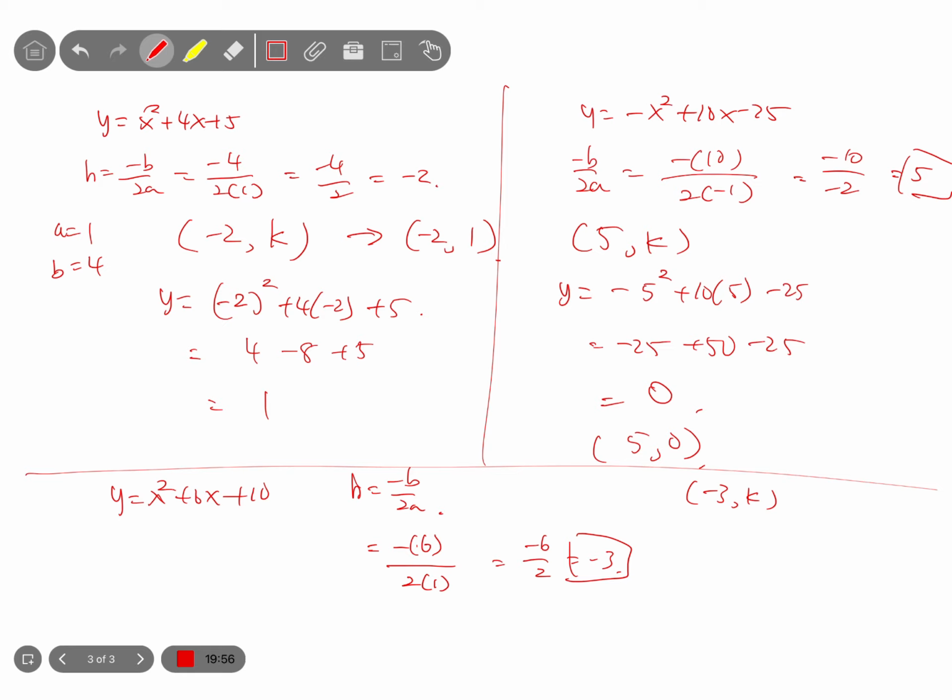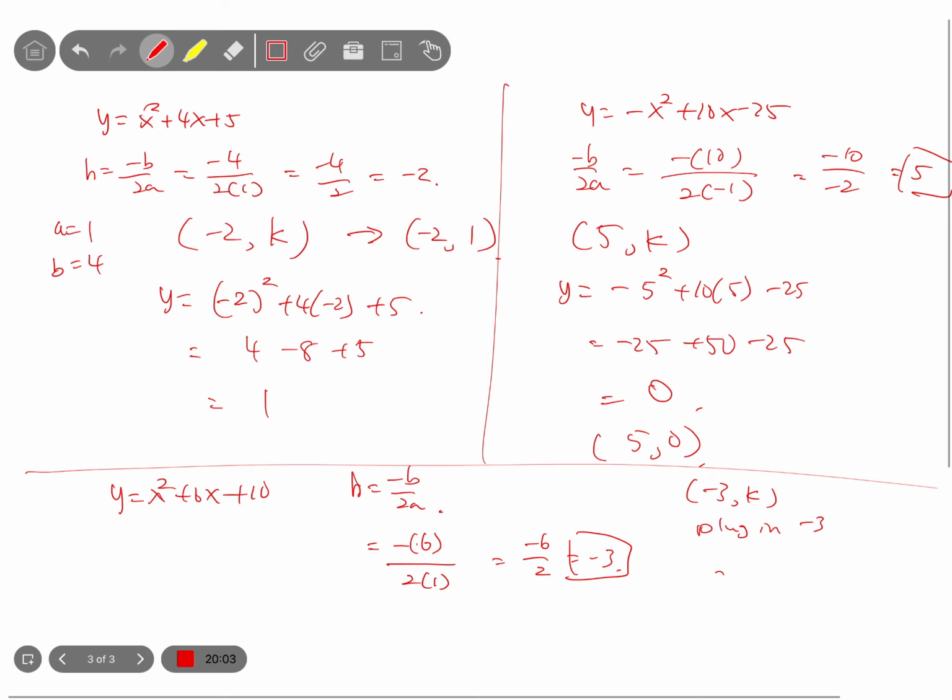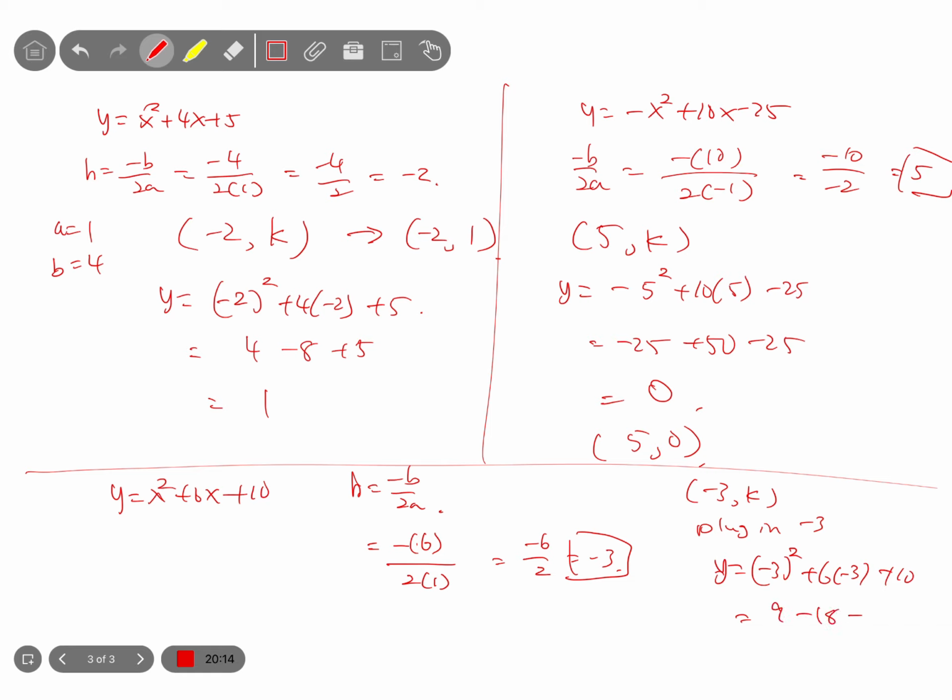So now plugging in negative 3, you get y equals (negative 3) quantity squared plus 6 times negative 3 plus 10. Negative 3 squared is 9. So 9 minus 18 plus 10. I guess the answer is again another 1. So the vertex is negative 3 comma 1.